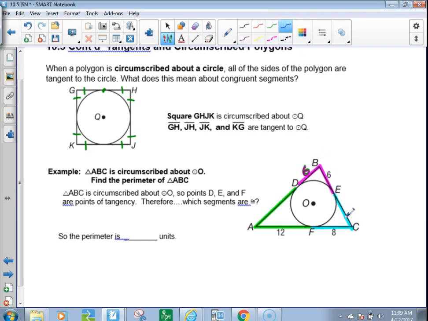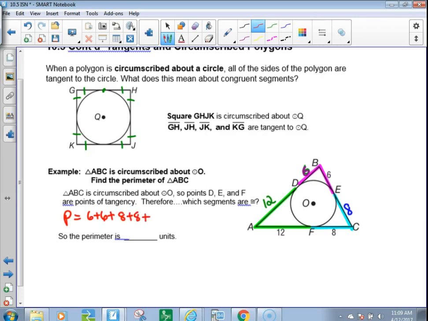If this is 8, where FC is, then EC is 8. And if AF is 12, AD is 12. All right, we have a bunch of pairs of numbers to find the perimeter of the figure now. So to find the perimeter of the figure, we're just going to add up all the sides. So the perimeter, P, would be found by doing 6 plus 6 plus 8 plus 8.